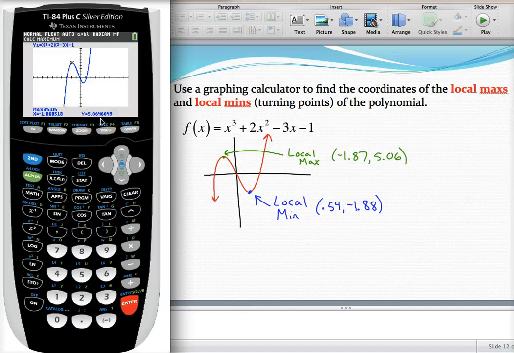Now, most of these are going to be really, really nasty decimals. So let's agree to just round to 2 decimal places. So I've done that here.